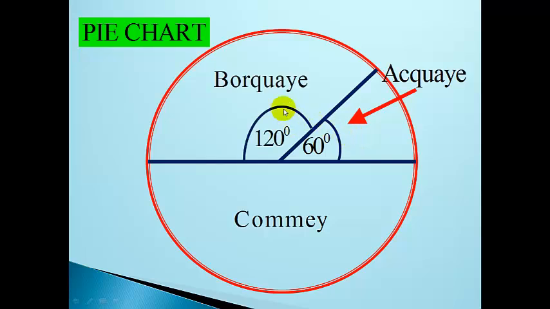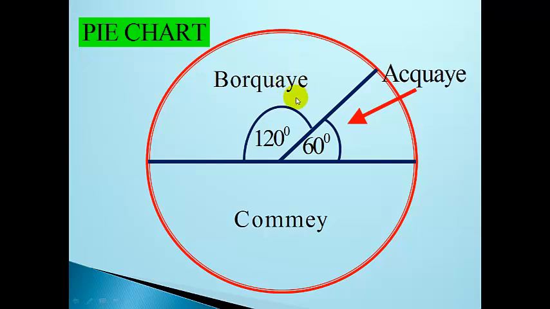We also measure the angle of sector for Bokwe, and after calculation, the angle of sector for Bokwe gives us 120 degrees. And so we measure the angle 120 degrees. So this region is also for Bokwe, and this is how the pie chart is constructed.